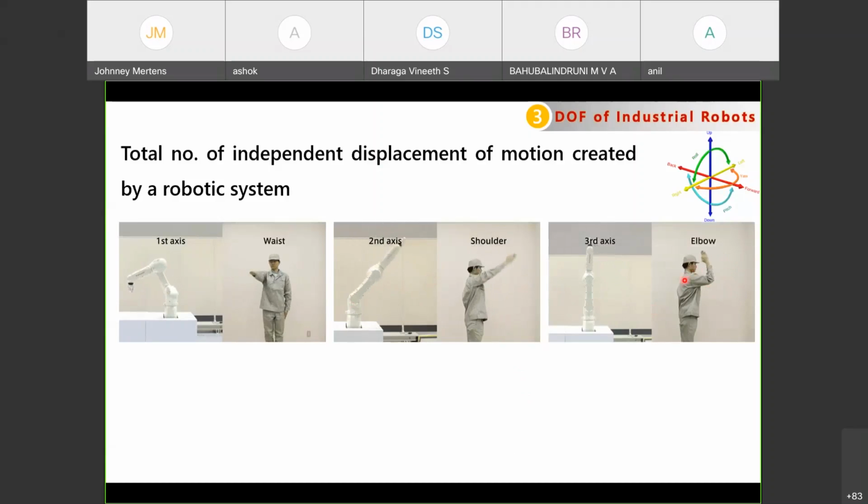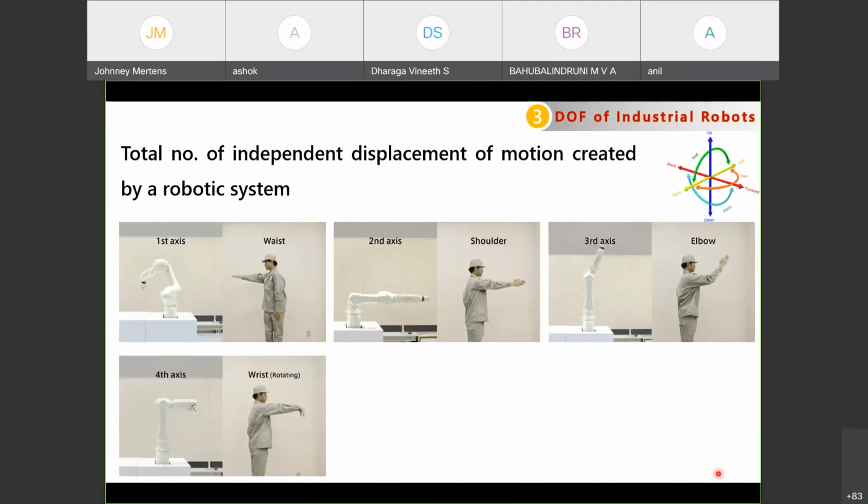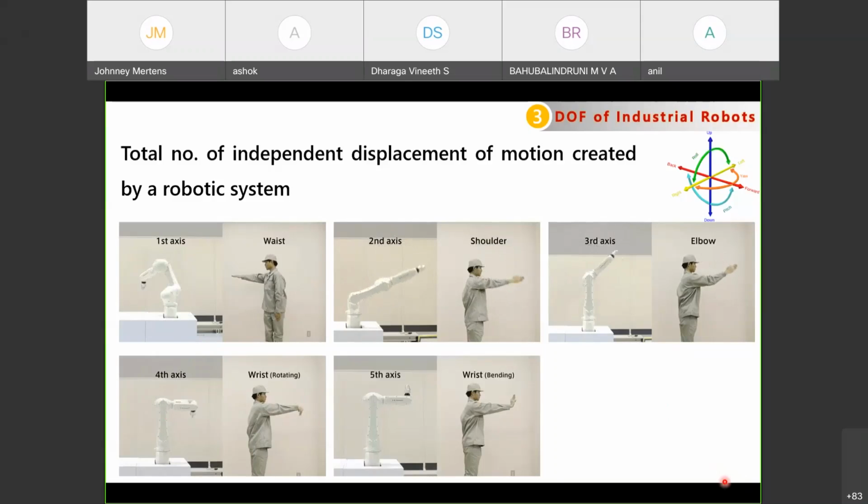Now the third axis. Apart from the shoulder, you can see the elbow motions. The elbow is a joint, and with respect to the elbow, again a z-axis, the angular motion is happening at the hand. This is the third axis. Again, the fourth axis: the angular motion is happening along the wrist rotation. This is the fourth axis, with rotation with respect to the x-axis. Now the fifth axis, the bending motion happening on the wrist. With respect to the z-axis again, the oscillating motion is happening on the wrist.